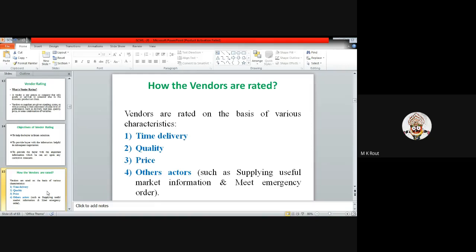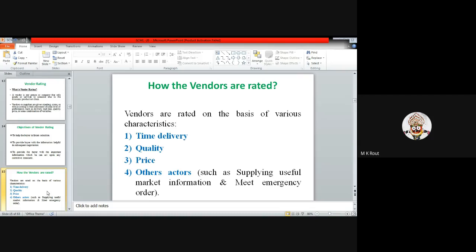And the last, other factors, such as supplying useful market information. Vendors also access useful market information regarding sustainability and success in the markets. And they also meet emergency orders. Customer orders always fluctuate. Whenever orders increase, the vendor will manage the different intermediaries in such a way that they can fulfill the demand, starting from the manufacturer through the intermediaries, finally reaching the customer. That is how vendors are rated.